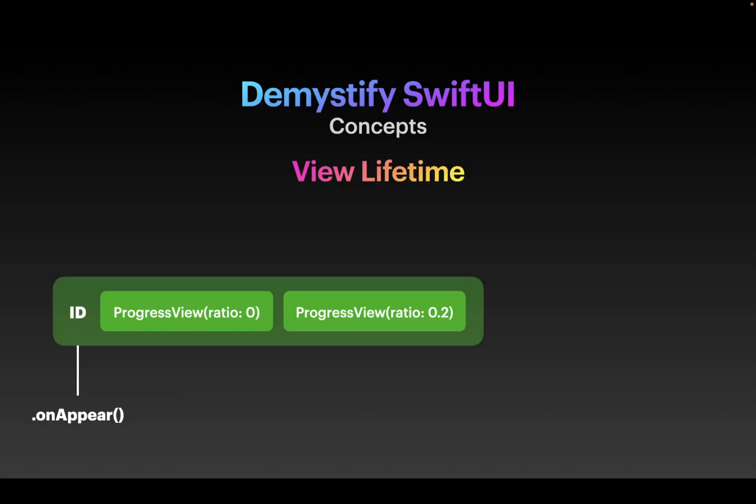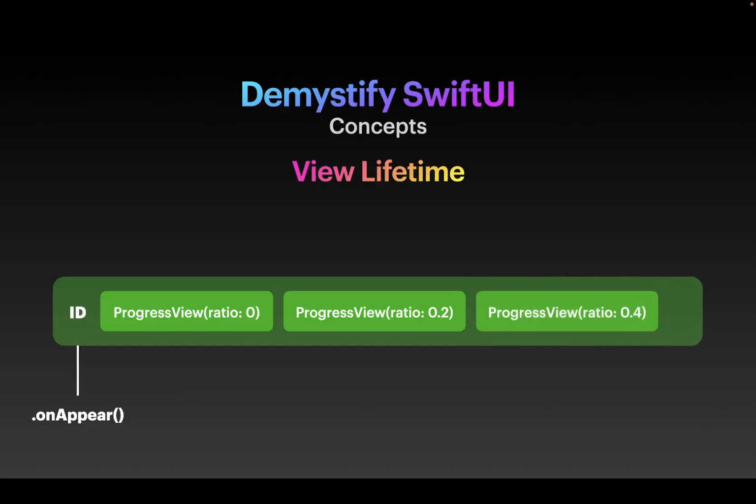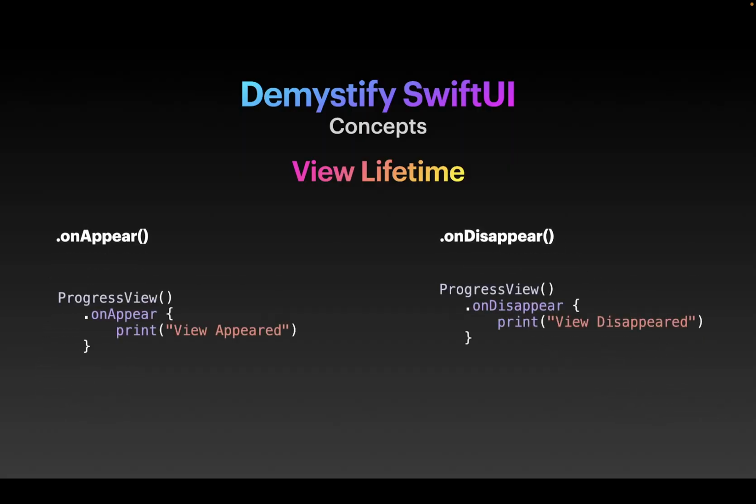But the lifetime is still the same one. Now, of course, you can again just change the state of that view and reevaluate. And right now, maybe the view is going to disappear. And at that time, onDisappear is going to be called. Now let's take a look at these two things. The first is onAppear, and the next one is onDisappear.